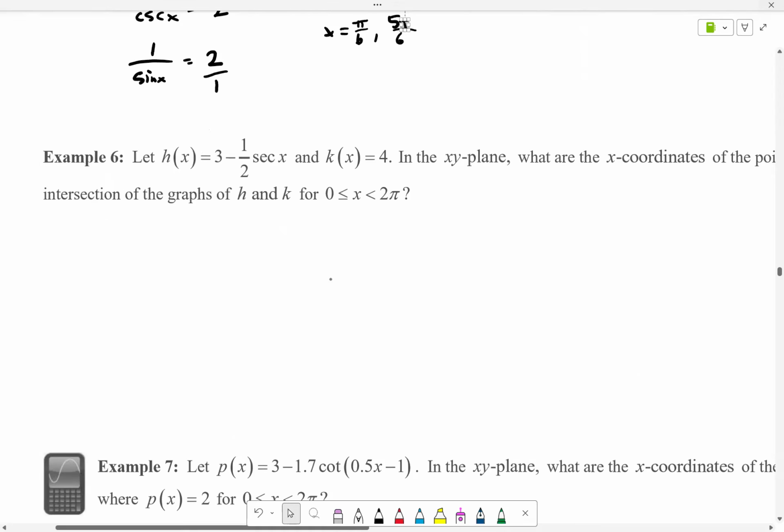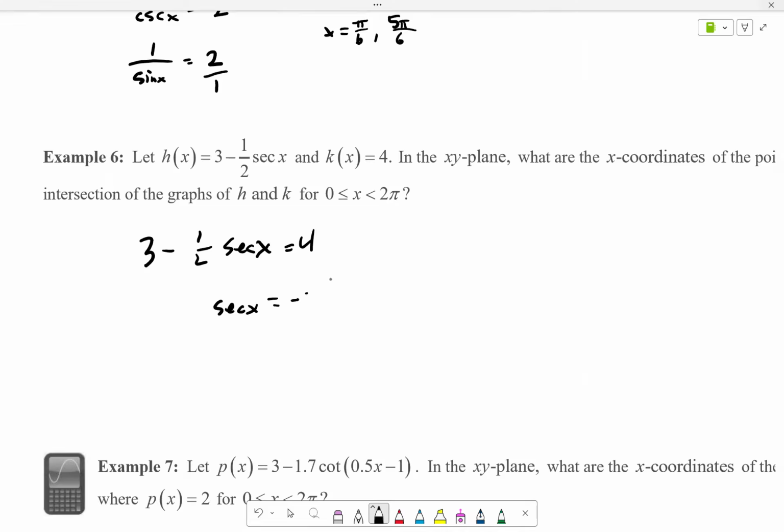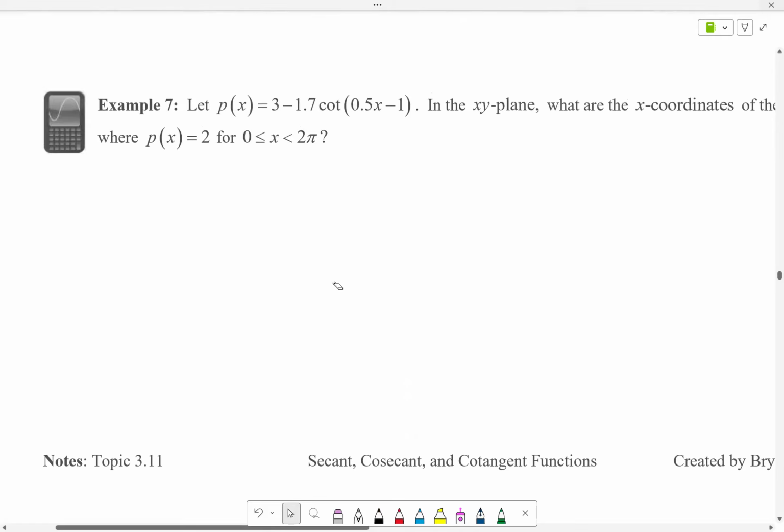Okay, but I do want to talk about one other way to do this. I want to take it as far as we can by hand, of course. So 3 minus 1/2 secant x equals 4, and I think I'll go directly to secant x equals -2. Is that right? Oh wait, I'm on the wrong problem. Excuse me. No wonder it was so unfamiliar. Sorry about that. Okay, we'll take this and set this equal to 2.